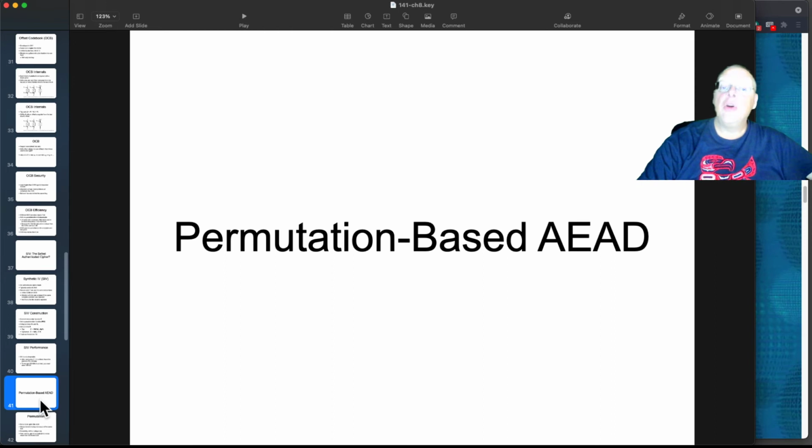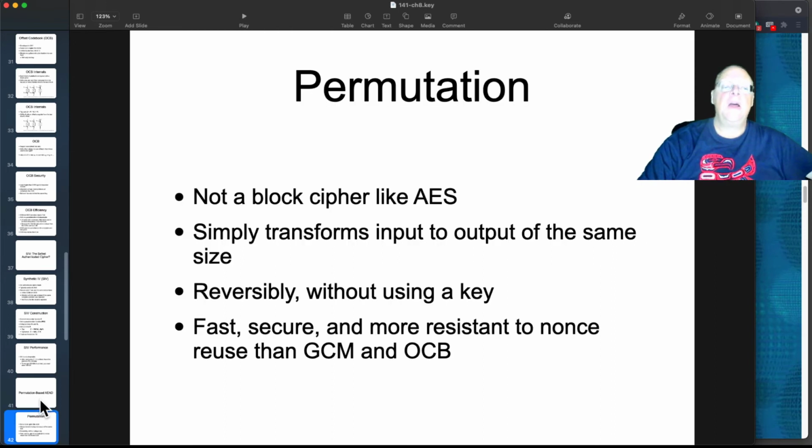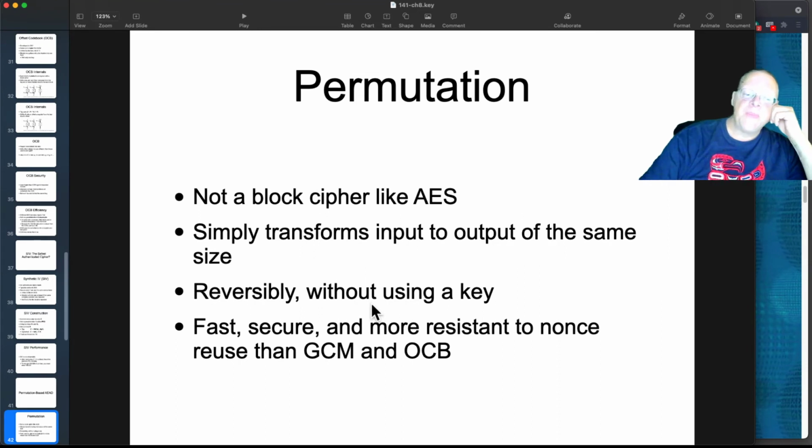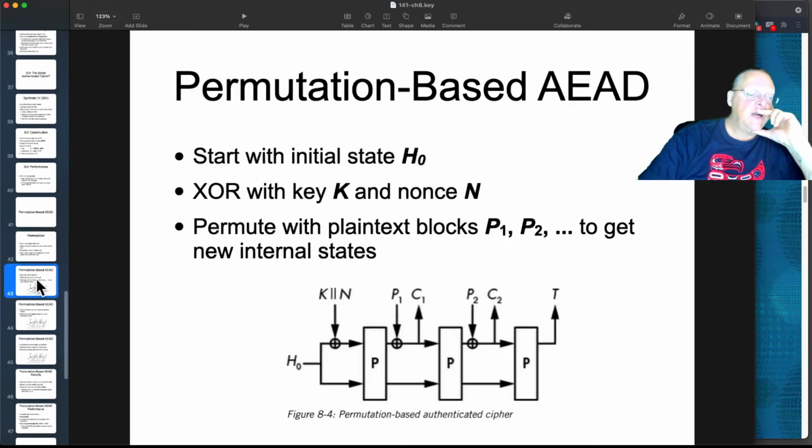Then there's permutation-based, where you don't use a block cipher. Instead, you transform the input to the output of the same size. So this reminds me of RC4 that we talked about before, that just shuffles the bytes like cards without really doing normal kind of encryption. It does it reversibly without using a key and is considered to be fast and secure. So permutation, which you have an initial state.